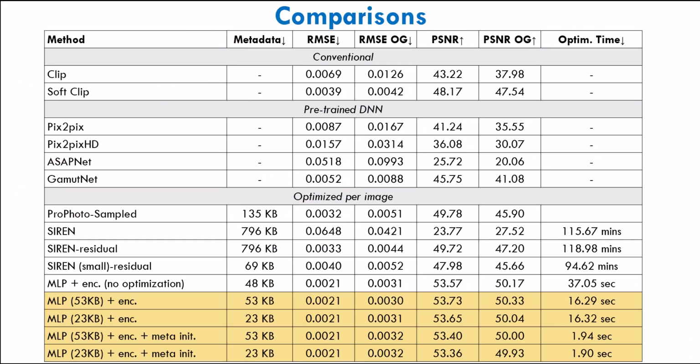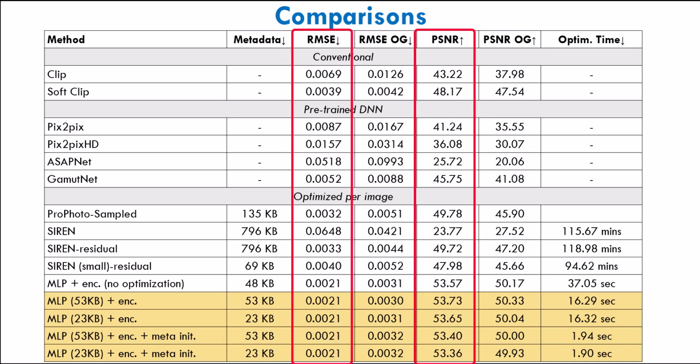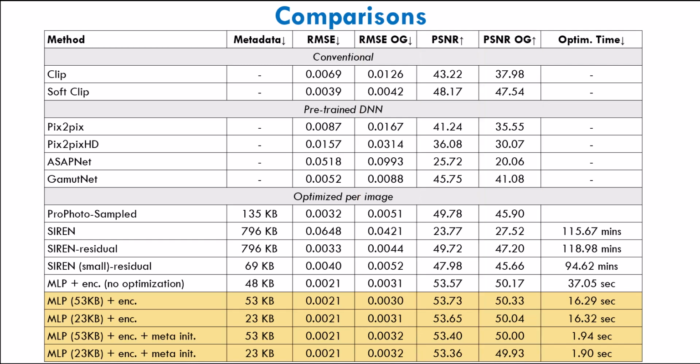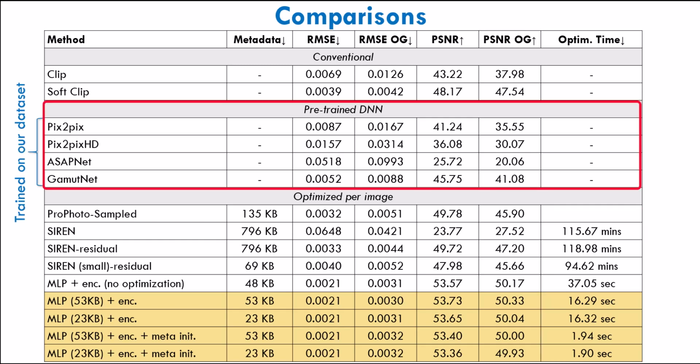This table summarizes our results. Shown are the various methods, the amount of metadata used, where applicable, the root mean squared error and PSNR for the entire image and the out-of-gamut regions only. We also show optimization times for the MLP-based approaches. Note that the deep learning methods are all retrained on our dataset.